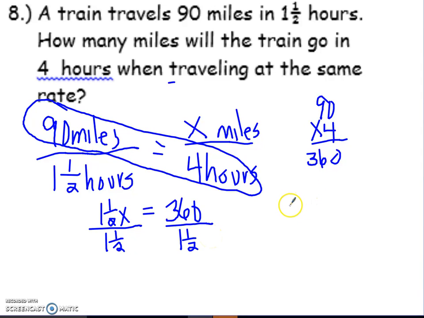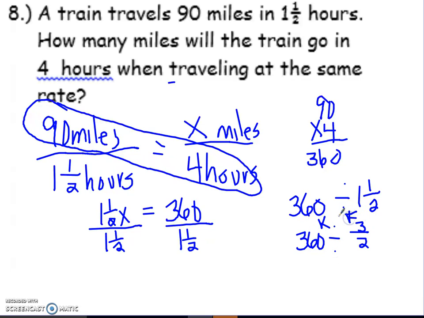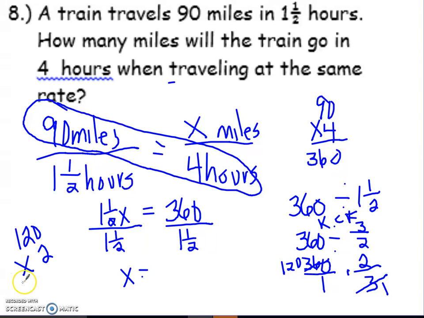So we're going to say 360 divided by 1.5. We've got to make it improper. 2 times 1 is 2, plus 1 is 3. So we're going to keep it, flip it, change it. 360 over 1 times 2/3. We're going to simplify the diagonal. We're going to have 120 times 2. So 120 times 2, we get 240.